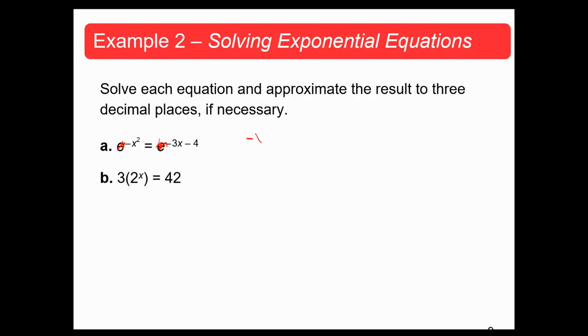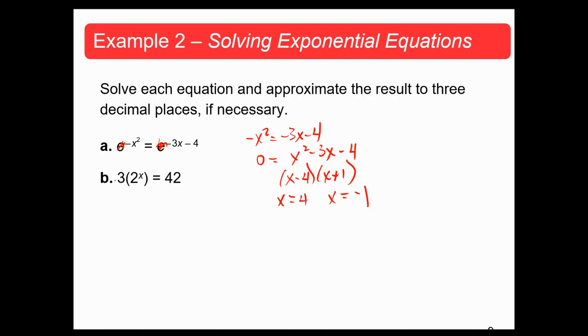Now we have negative x squared equals negative 3x minus 4. We need to get this all to one side, so I'm going to add x squared to both sides. And now what we're going to do is factor it. This factors down to x minus 4 and x plus 1. And that means x is going to equal 4, or x could also equal negative 1.